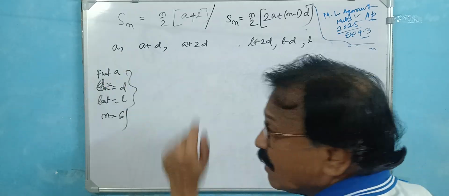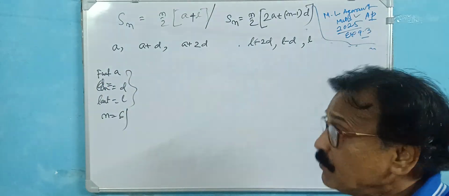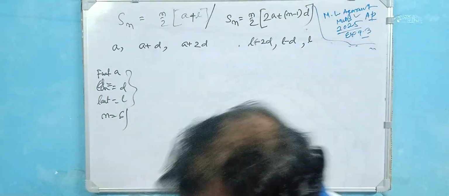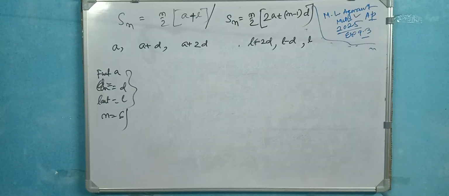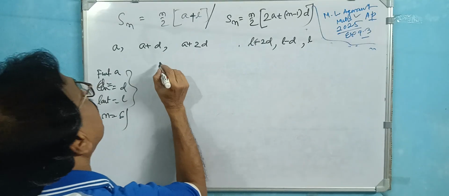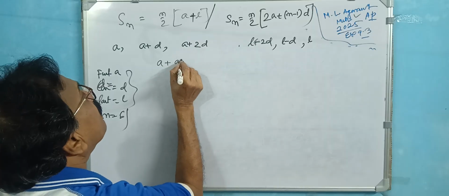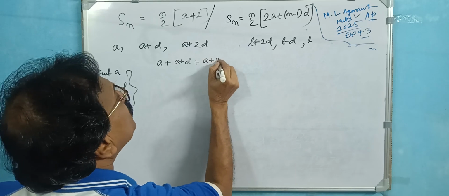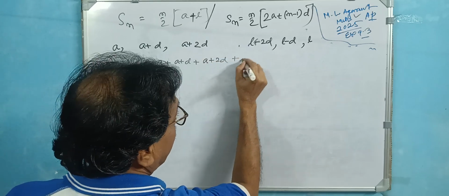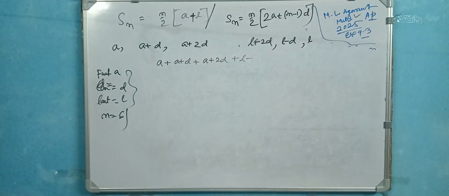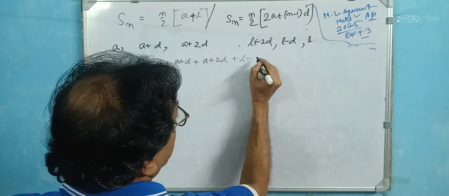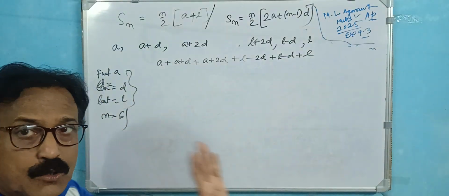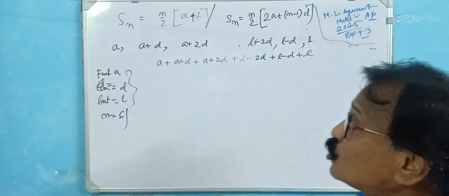So this is a, now a plus d, a plus 2d. From the last, this is l minus d, l minus 2d. So what is the sum of the total? If you add it: a plus (a plus d) plus (a plus 2d), and (l minus 2d) plus (l minus d) plus l. This is the sum. No problem, don't panic. In which way will it come?